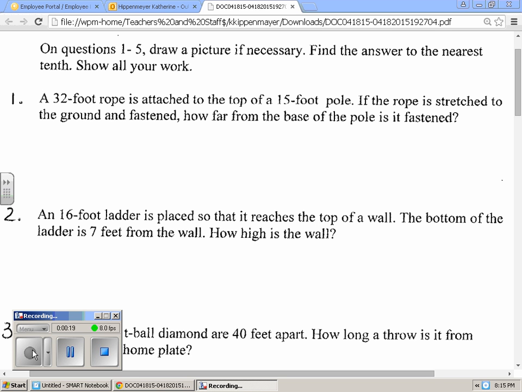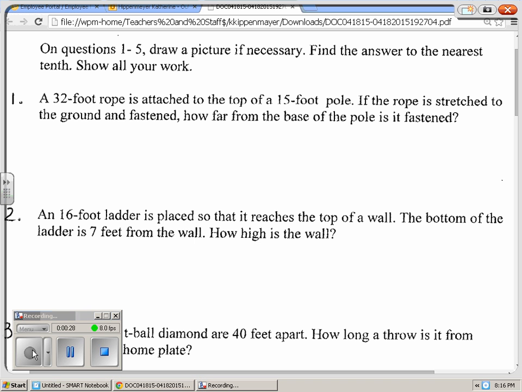We have a 32-foot rope attached to the top of a 15-foot pole. If the rope is stretched to the ground and fastened, how far from the base of the pole is it fastened? So we have a pole and we have a rope attached to it. This will be our rope, and the rope is 32 feet long. The pole is 15 feet tall. And the question is asking us, what's the distance from the base of the pole to where the rope is attached to the ground and fastened?